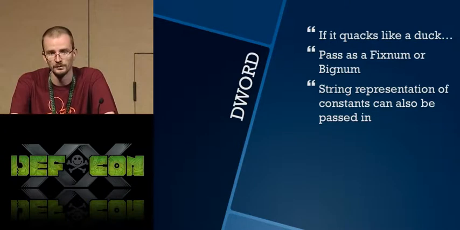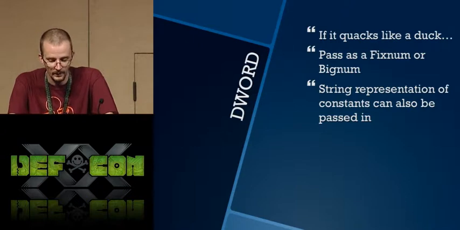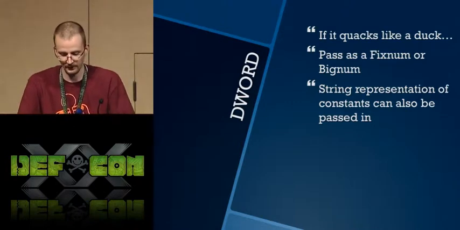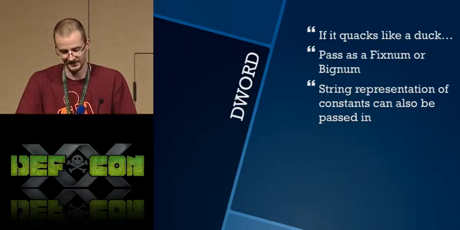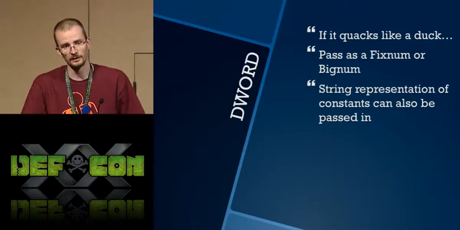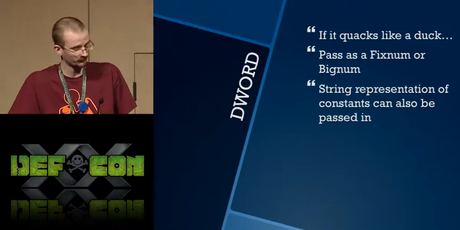This goes for pointers, handles, all the weird things that you're like, well, Ruby doesn't have any concept of that. Ruby doesn't understand the idea of a function pointer or a handle, right? But in reality, all it is is a number. So we just treat it like a number. From the Ruby side, for a DWORD parameter, we just pass in a Fixnum or a Bignum. Or if it's one of those defined constants, we can actually pass in a string representation of that constant and it will interpret it for us.